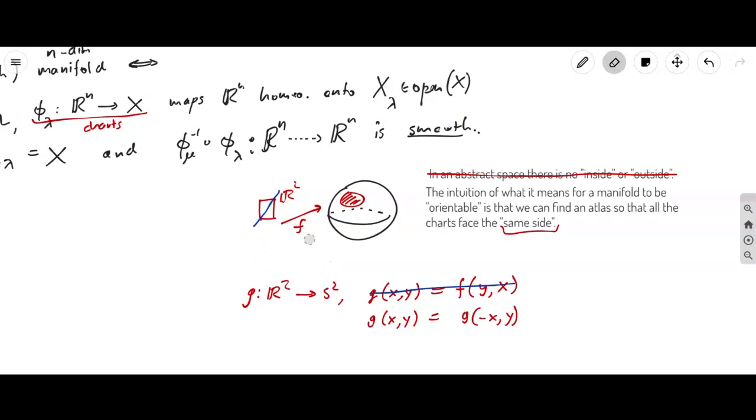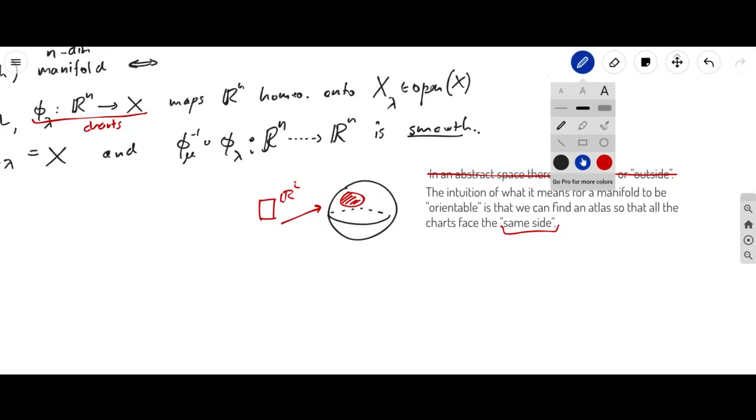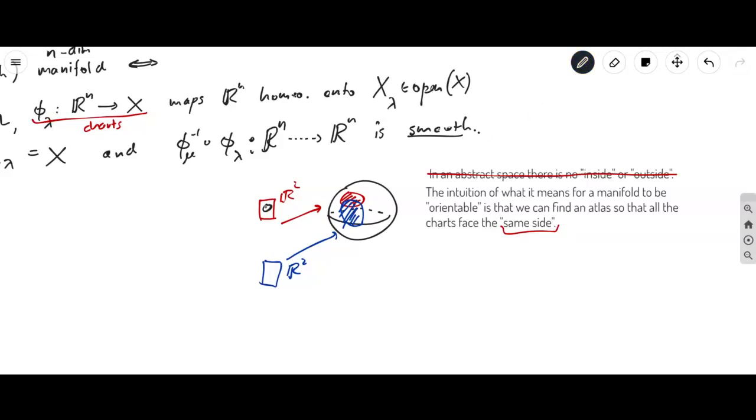So we go back to the charts. So this is one chart, and here we have another chart. This is R2. So this is another chart, and let's say they overlap. So we're mapping a piece over here with another open set over here, right? We have this mapping like this. So the question we want to ask is, if this square is facing on the outside and this square is facing on the inside, then the transition function, the change of variable function in moving from one chart to the other chart, will have the following effect.